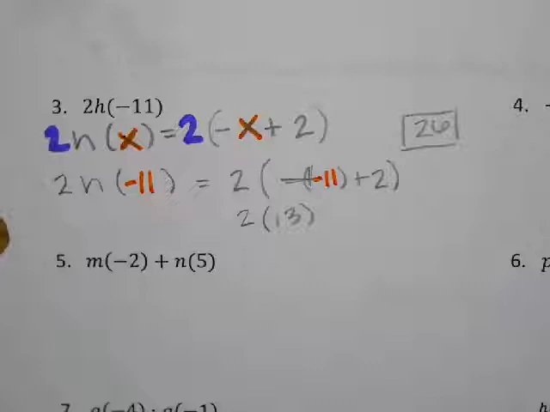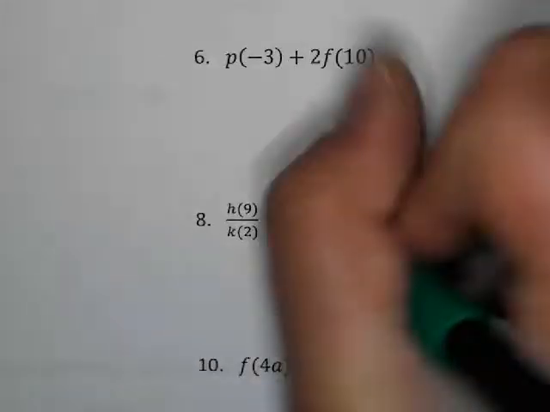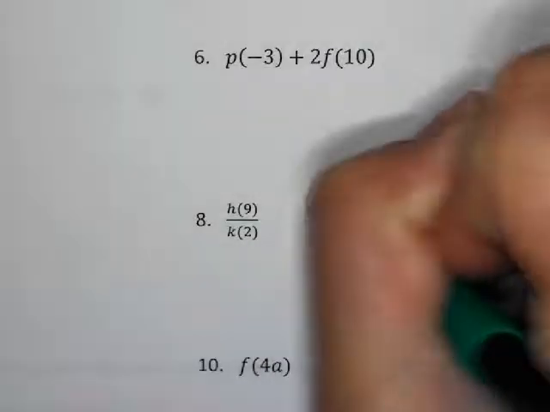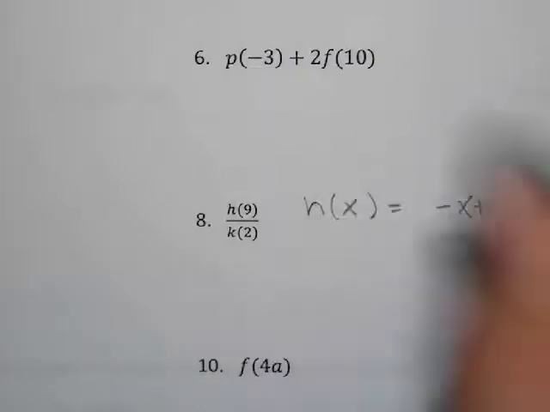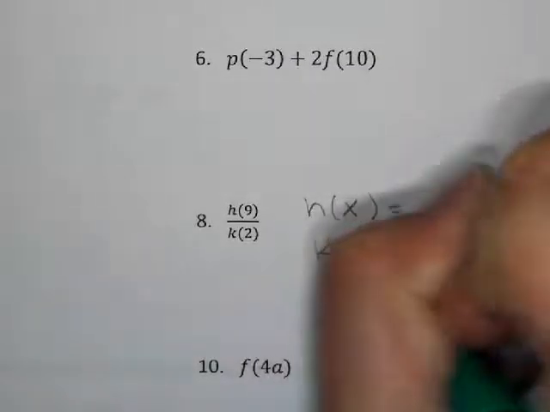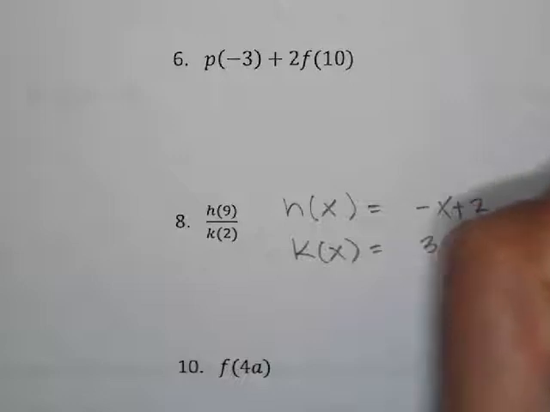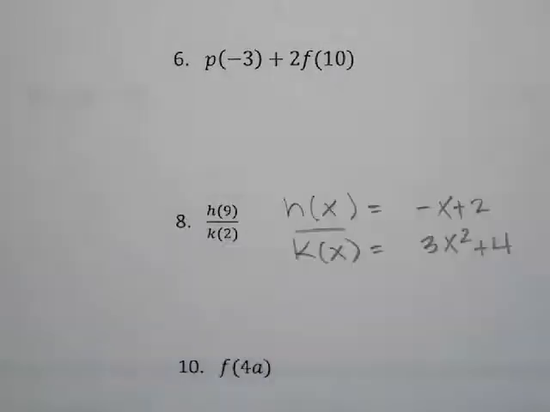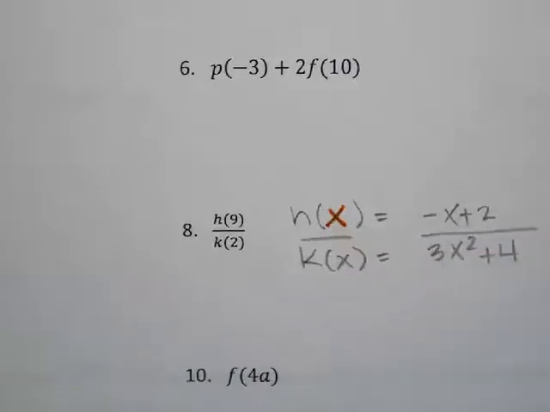Number what? I was going to say number 8. Yeah, number 8 would be good to do, because just because it's not assigned doesn't mean we shouldn't know how to do it. So let's write h of x on top. So h of x, we've got negative x plus 2. And then k of x is going to be on the bottom. k of x is 3x squared plus 4. So this is a fraction, right? h over k. And so we have an x in here for the h. And I'm going to go ahead and use a different color for the k.